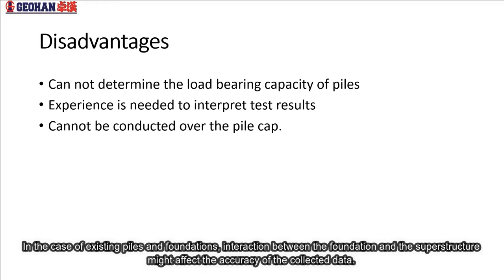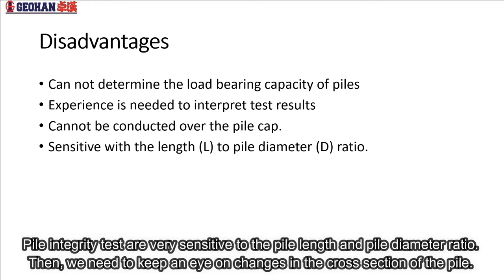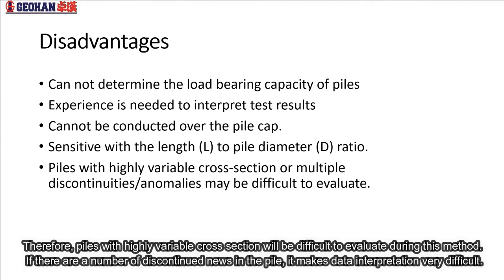In the case of existing piles and foundation, interaction between the foundation and the superstructure might affect the accuracy of the collected data. Pile integrity tests are very sensitive to the pile length and pile diameter ratio. Then, we need to keep an eye on changes in the cross-section area of the pile. Therefore, piles with highly variable cross-section will be difficult to evaluate with this method. If there are any number of discontinuities in the pile, it makes data interpretation very difficult.